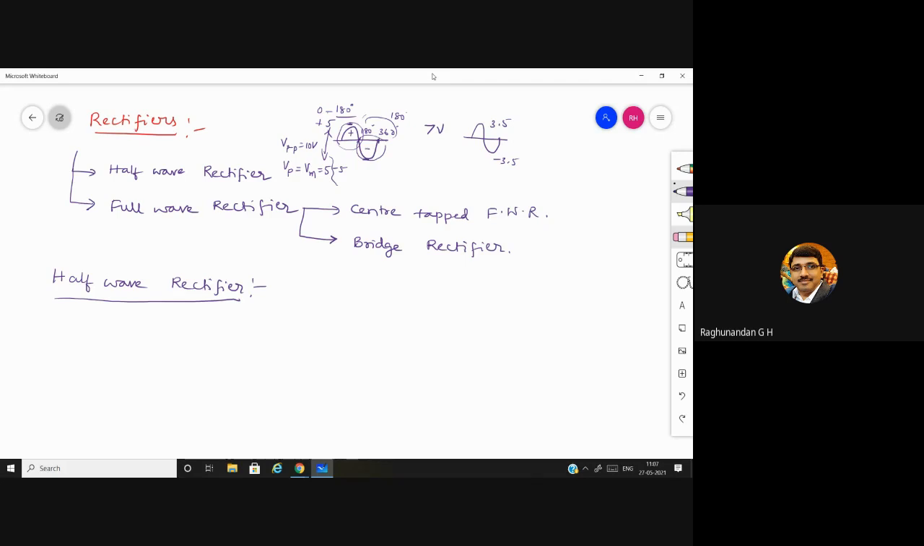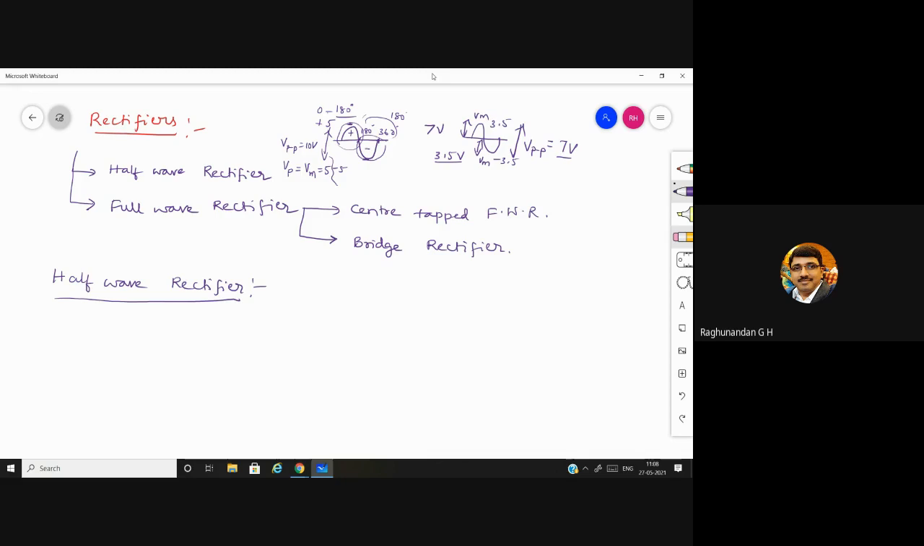So here, as I told, this is known as peak voltage. Again, this is known as peak voltage. If you take from this peak to this peak, this will be known as peak to peak voltage. Then it will be 7 volt. If they are asking you what is the peak voltage of this signal, then you should tell it is 3.5 volt. If they are asking peak to peak, then you should tell it is 7 volt.